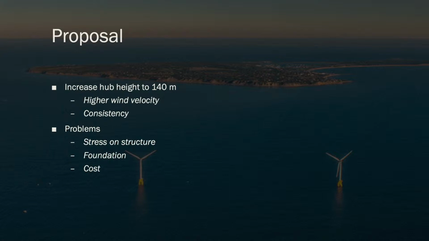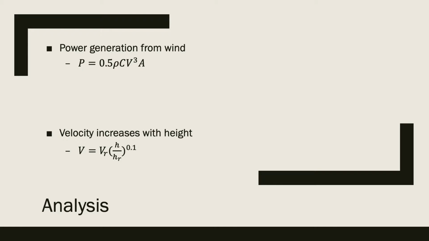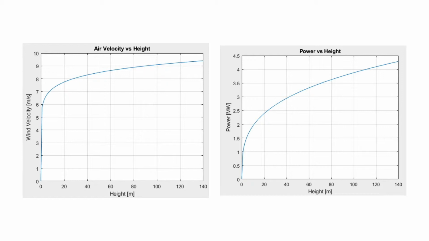Some challenges with this solution are the increased stress on the tower and foundation and the higher costs associated with building a larger tower. To demonstrate the benefit, here is the equation for power generation from the wind and how it relates to velocity, and how wind velocity increases with elevation for a given local reference height and velocity. The results can be seen in these graphs.